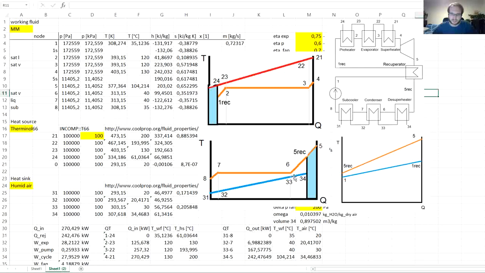Still we have limitation of the heat transfer by the pinch point between points 6 and 33, or for the heat input between the points 2 and 23.